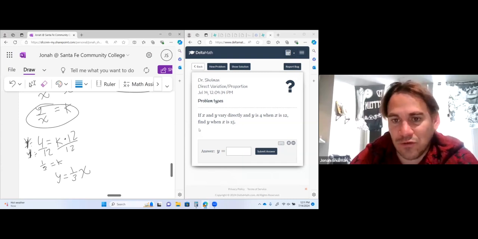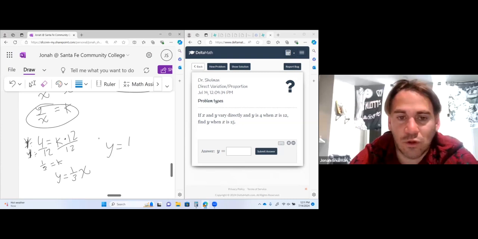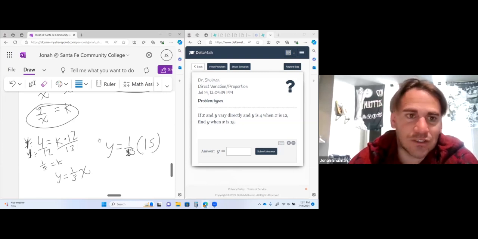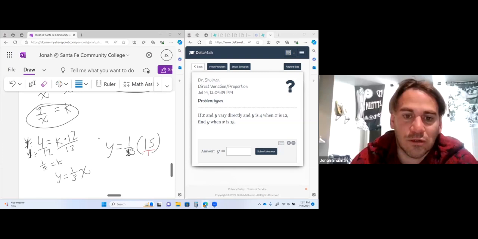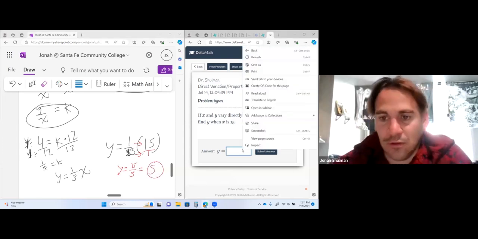So we want to find Y when X is 15. So Y equals 1/3 times X, which is 1/3 times 15. We can make this side a fraction by just dividing it by 1. Cool. So Y equals 15 over 3. I would simplify right away, but either way, 15 divided by 3 is 5. And that's the right answer.